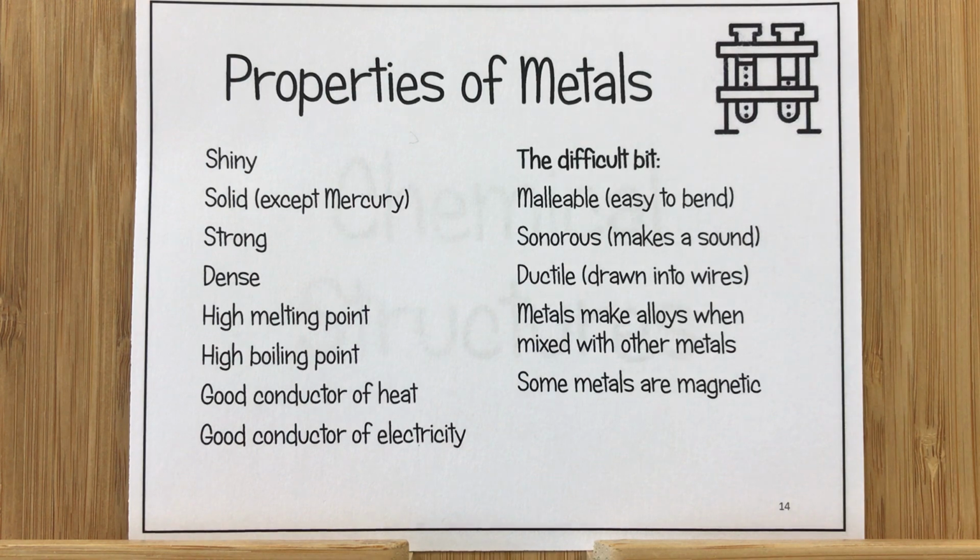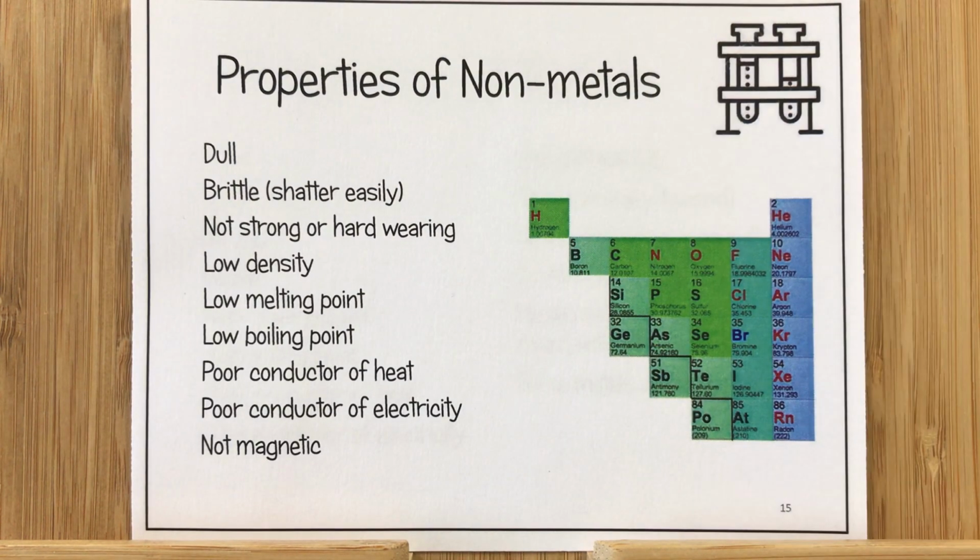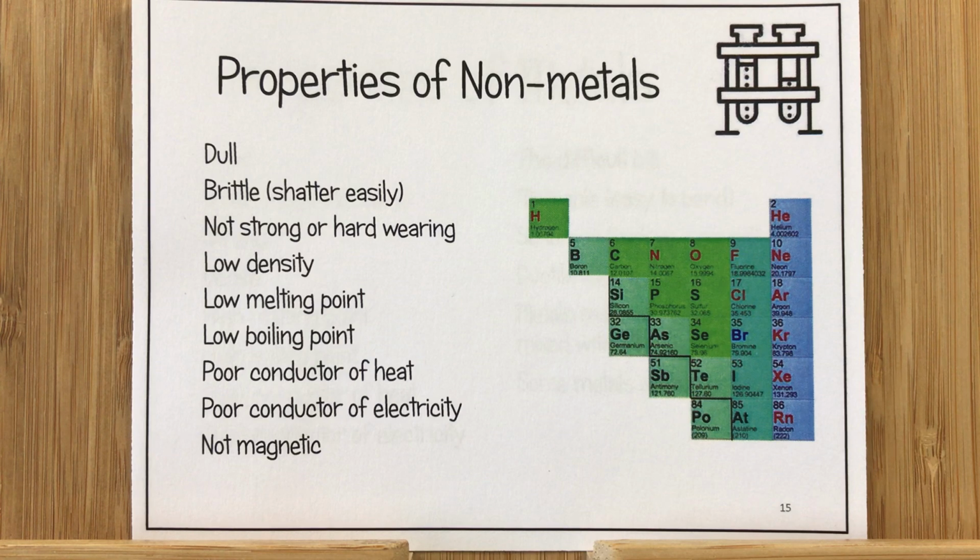Let's look at the non-metals, and we can see the part of the periodic table where we find the non-metals. These are usually dull, brittle, which means that if they're struck with a hammer or they're broken in any way, they shatter rather than just breaking in half. They're not strong or hard-wearing. They have very low densities, low melting and boiling points, poor conductors of heat and electricity, and they're not magnetic.